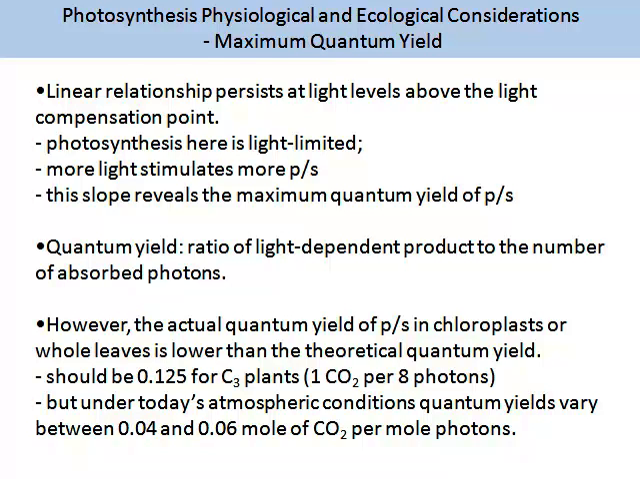However, the actual quantum yield of photosynthesis in chloroplasts or whole leaves is lower than the theoretical quantum yield. That is, it should be 0.125 for C3 plants, based on 1 mole of carbon dioxide per 8 moles of photons. But under today's atmospheric conditions, quantum yields vary between 0.04 and 0.06 moles of carbon dioxide per mole of photons.